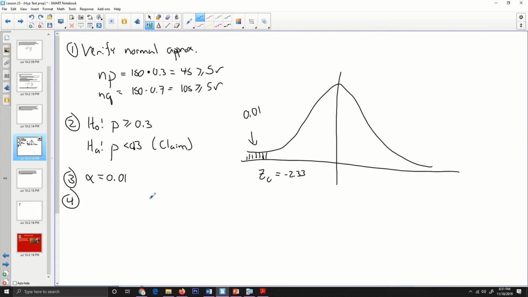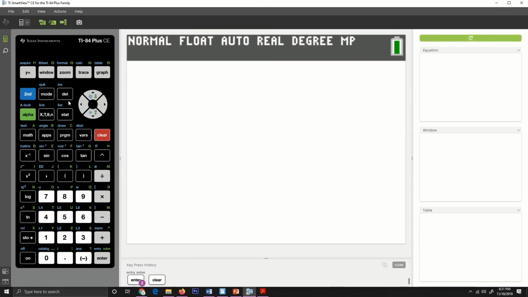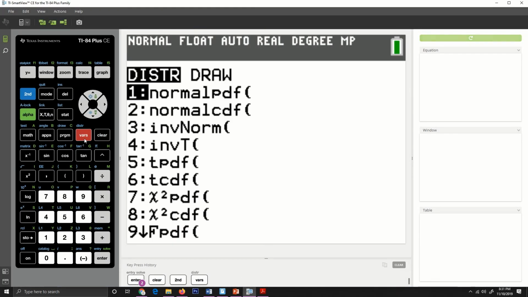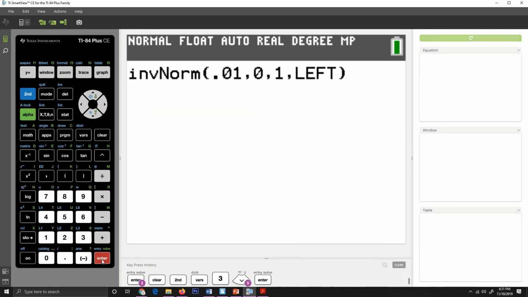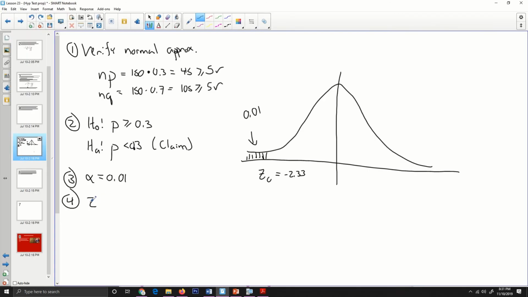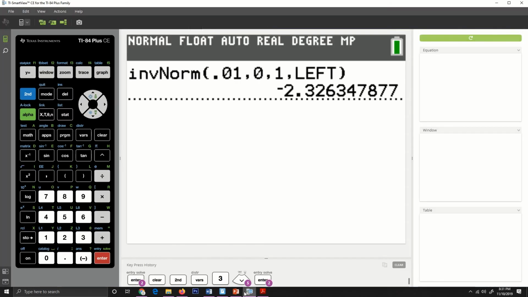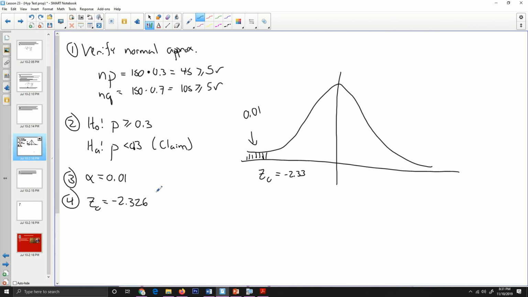Now we could also use an inverse norm. If I grab my graphing calculator and go second, the distribution table, hit 3 for inverse norm. We want the area to be 0.01. We put all that stuff in and paste. And here, negative 2.326, that would round up to the negative 2.33. But we're going to be a little bit more accurate, and we're going to say that it's negative 2.3263. And so our z critical, negative 2.326, let me check it one more time, 263. All right, we've done that.